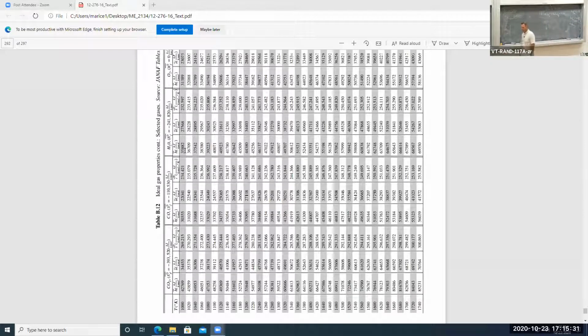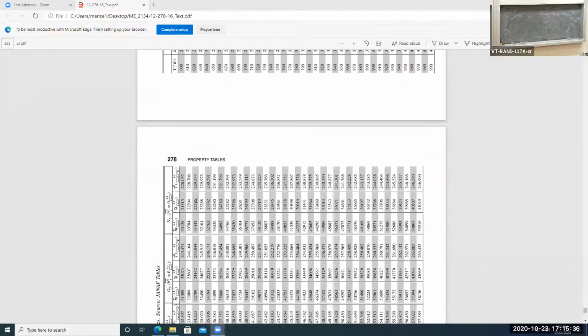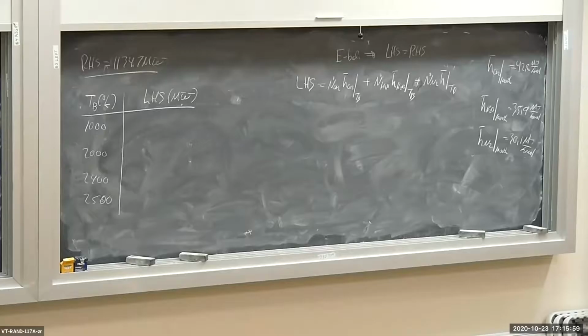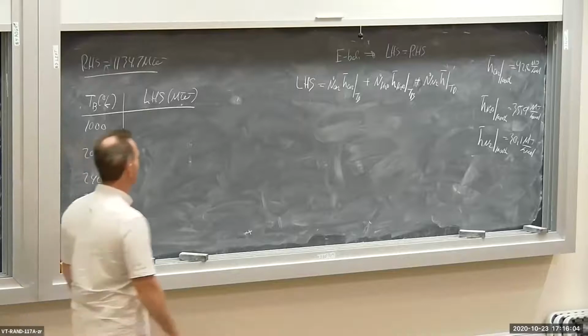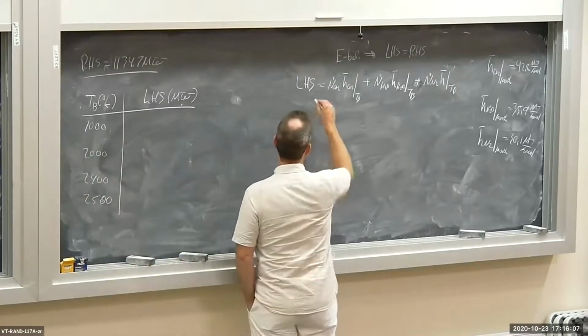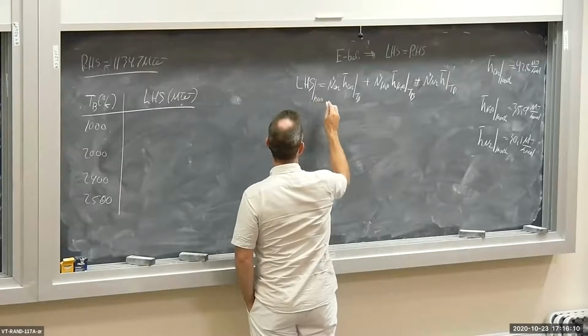And for the nitrogen, it's the last column: 30.1 megajoules per kilomole. Okay, so now I have all my H bars evaluated at my assumed outlet temperature of 1,000 degrees. Let's plug into the left-hand side equation.